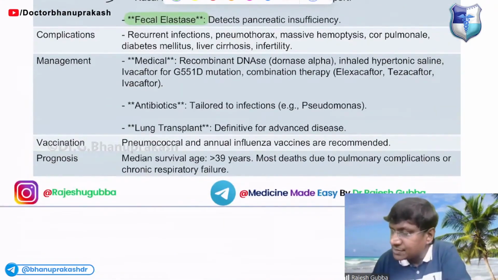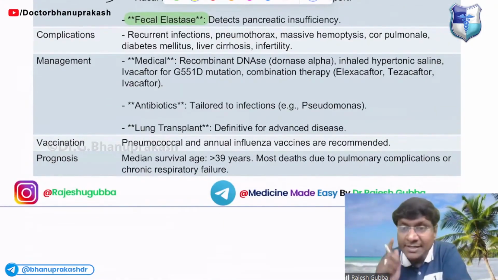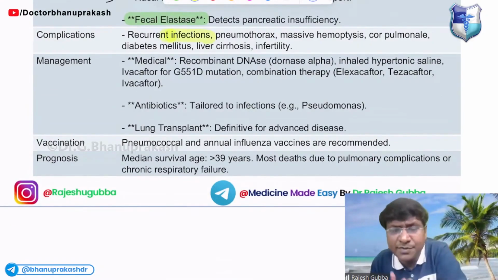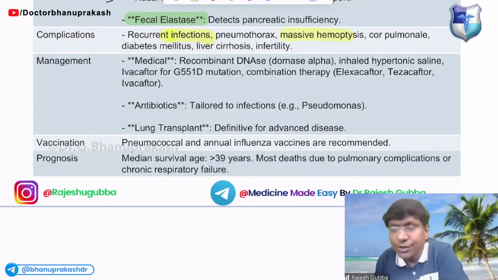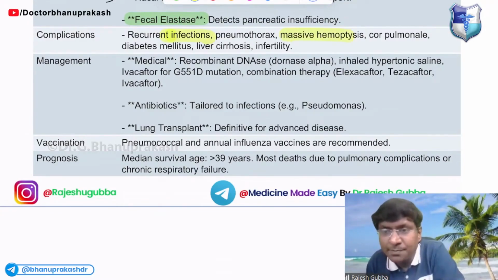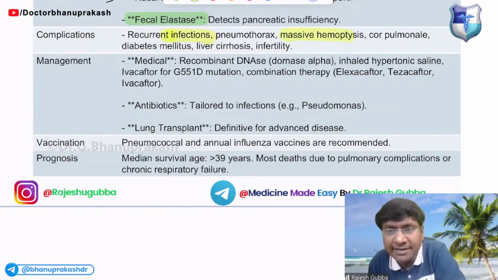Then what are the complications that you come across in these patients? The individual will have recurrent infections because there is a thick sputum. There will be formation of a biofilm. The other complications will be like pneumothorax, massive hemoptysis, cor pulmonale, and endocrine abnormality, diabetes mellitus, hepatic abnormality in the form of liver cirrhosis, and infertility can be there.